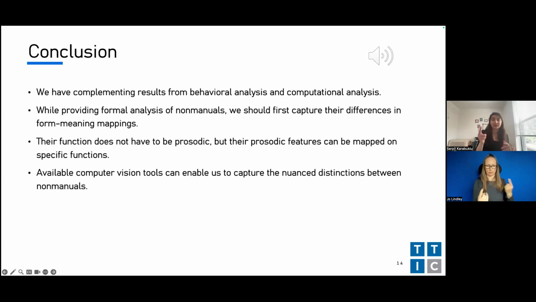And stepping back, the bigger picture question. While we are discussing non-manuals in theoretical linguistics, we should first capture their differences in these form-meaning mappings and where they fall in that regard. What I mean is, if we have the same non-manual and we just keep that label and try to put it in prosody or semantics or different areas, we will get clashing discussions.